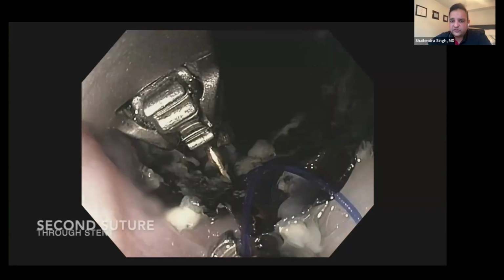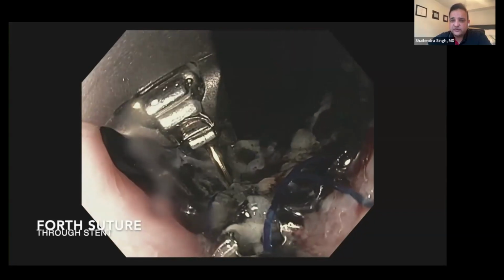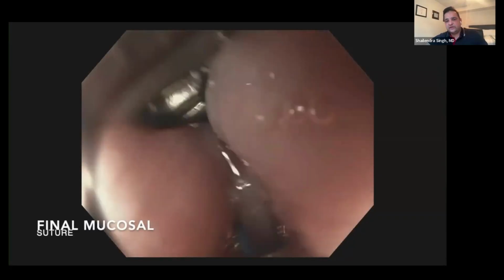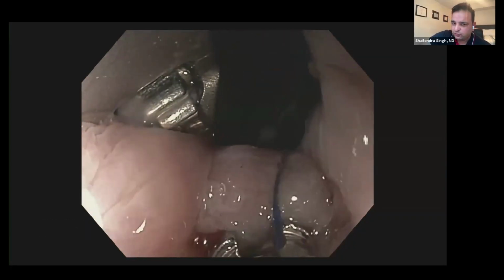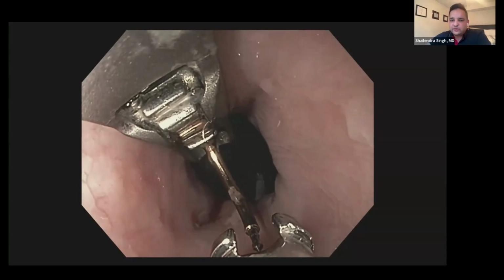We place two sutures, preferably on the opposite wall of the first suture. So here you can see, similarly, I'm placing the second suture in the esophagus to fix this stent. So total of two sutures are placed.